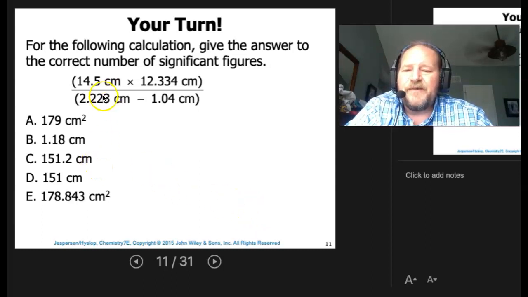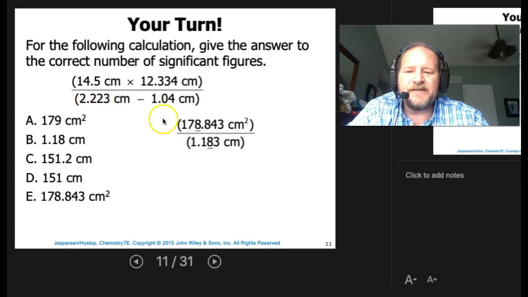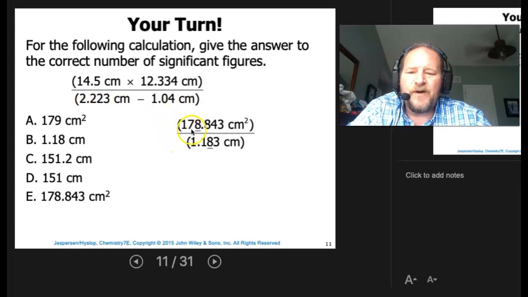So once again, we have 3 sig figs times 5 sig figs. That means we're going to have 3 sig figs in our numerator. We have 2.234 places here, or excuse me, 3 decimal places and 2 decimal places. So when we do the subtraction, our answer will be in 2 decimal places. And so we have 178, 3 sig figs. The 8 would round that up to 179.